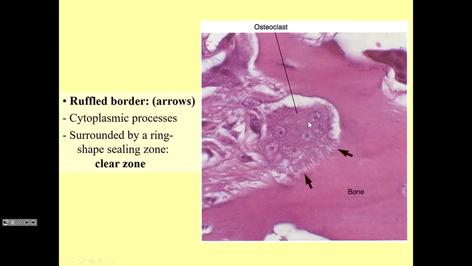Here you can see an osteoclast. This is the mature bone. And you can see 1, 2, 3, 4, 5, 6, 7, 8 nuclei, right? So it's large and it's multinucleated. And you can see this ruffled border. You can see how it's folded backwards and forwards, which is increasing the surface area for reabsorption of the bone.